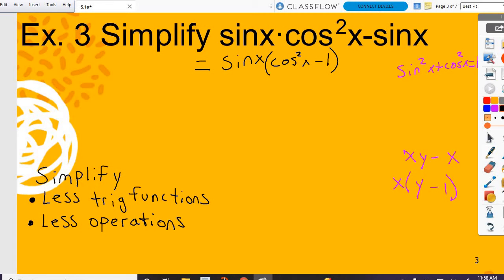Yeah, it's just the symbol made it look like this part. If it was like sine of x plus cosine squared of x minus sine of x, then you could just subtract them. But because those first two are being multiplied, we can't.